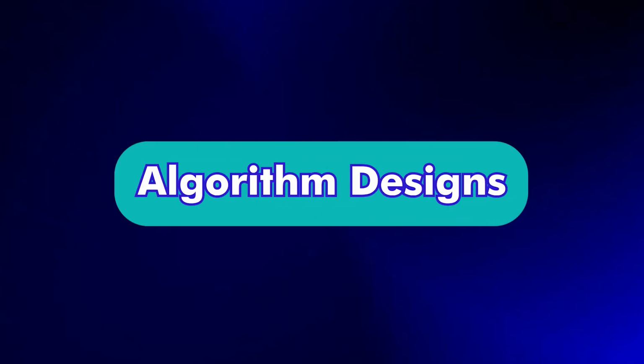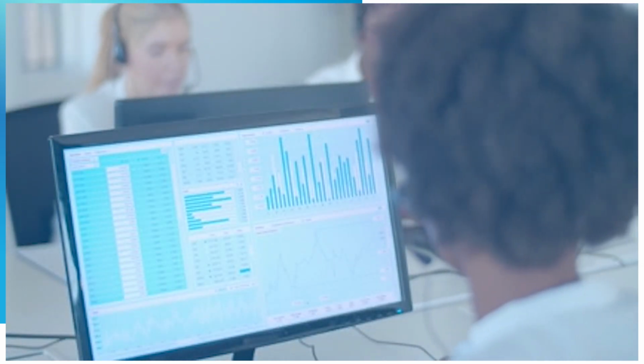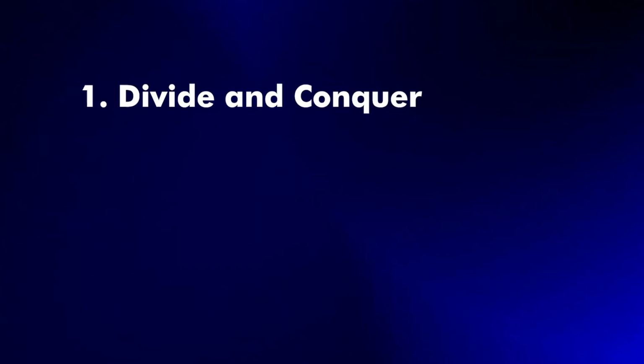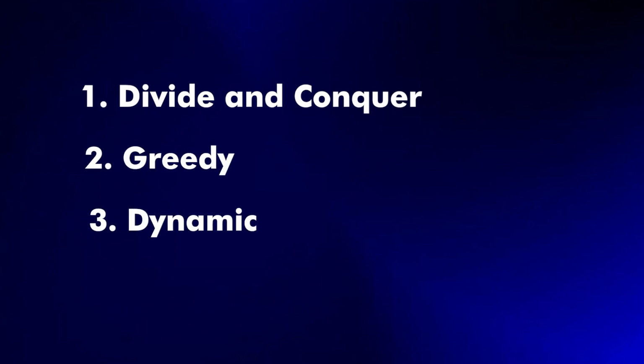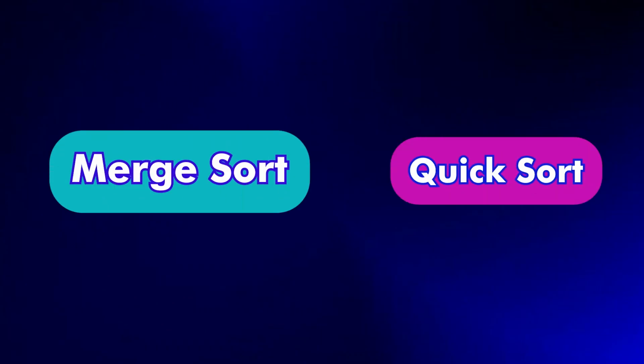Before we conclude, let's look at algorithm designs. Algorithms can be grouped into different categories based on how they work and what problems they solve. We can group them under these 4 categories. We have the divide and conquer, greedy, dynamic, and backtracking algorithms. The divide and conquer algorithms break a problem into smaller subproblems, solve each of the subproblems recursively, and then combine the results. This is commonly used in algorithms like merge sort and quick sort.